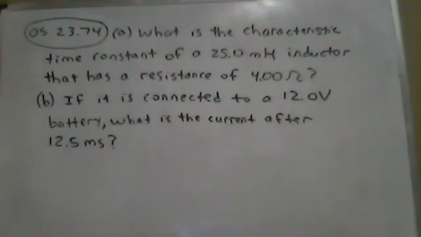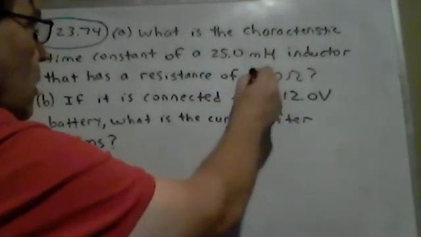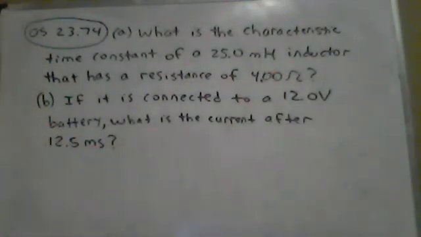All right, again, A: What is the characteristic time constant of a 25.0 millihenry inductor that has a resistance of 4.00 ohms? Again, L is 25 millihenries and R is 4.00 ohms in my RL circuit. And then B, if it is connected to a 12 volt battery, that's my epsilon. What is the current after 12.5 milliseconds?